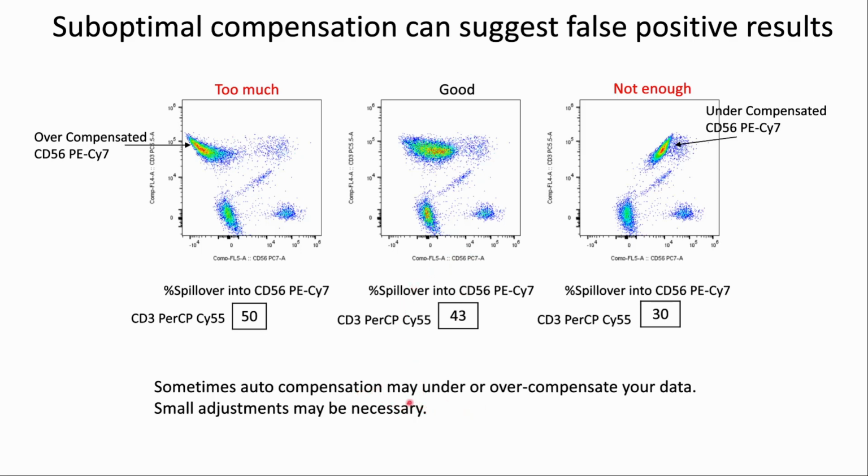This slide is to demonstrate that sometimes autocompensation may end up slightly over or under compensating your data, and small adjustments to the compensation might be necessary. Depending on the channel, these adjustments might only be up or down 5%.